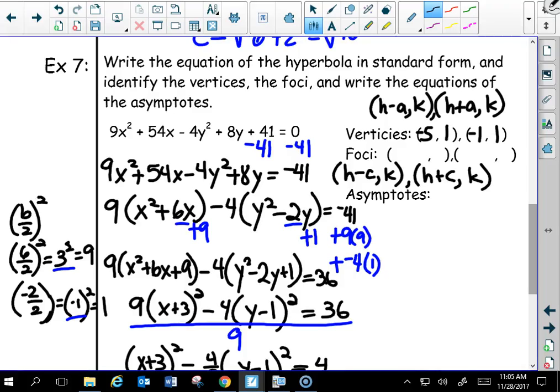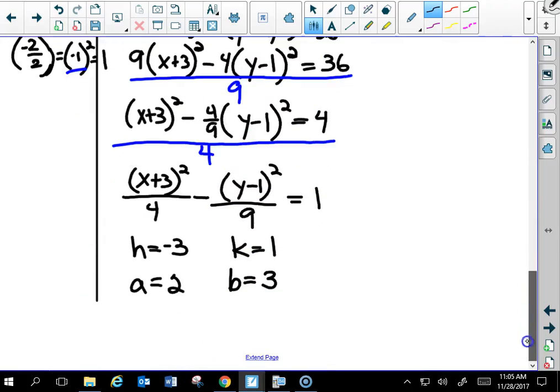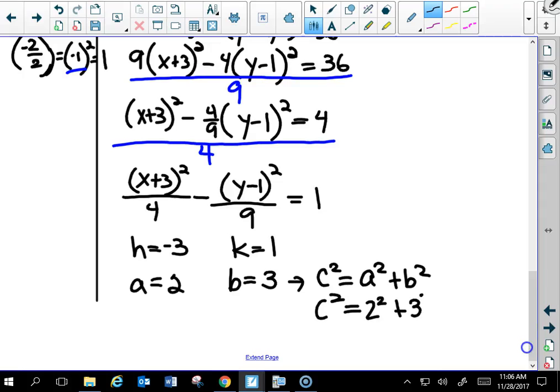All right, I have to calculate c. C squared is a squared plus b squared. So 2 squared plus 3 squared, that's 4 plus 9. So c squared is 13. C is going to be the square root of 13.